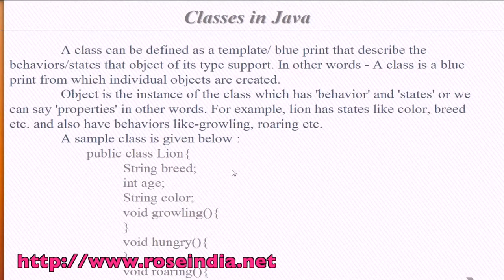Classes in Java. A class can be defined as a template or blueprint that describes the behavior and state that objects of its type support. In other words, a class is a blueprint from which individual objects are created. Here is an example of a class Lion, which has string type variables, age and color, and three methods: roaring, hungry, and sleeping.